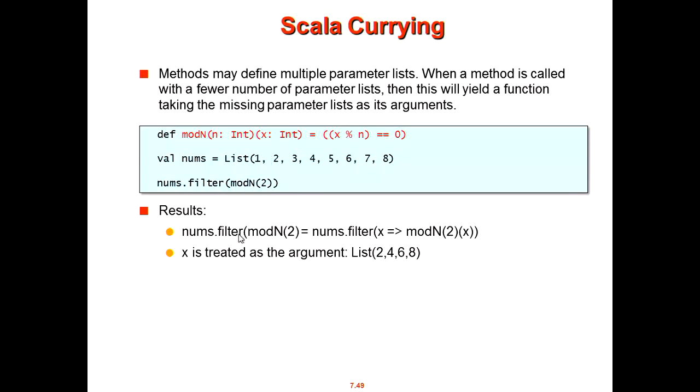If you check the results, we can view it like this: nums filter mod n 2 is equal to nums filter x to mod 2 x. So x is this parameter here. Because x is treated as an argument, the result is that all the numbers mod n with value 0 will be retained, so 2, 4, 6, 8 will be retained, but 1, 3, 5, 7 will be discarded.